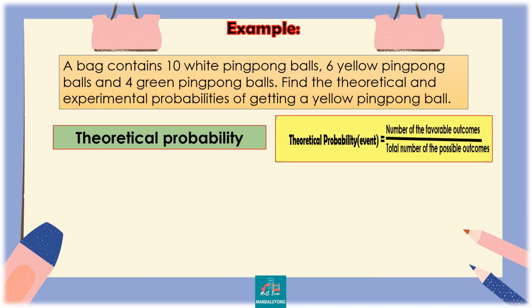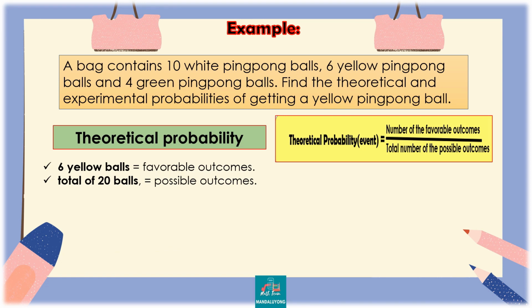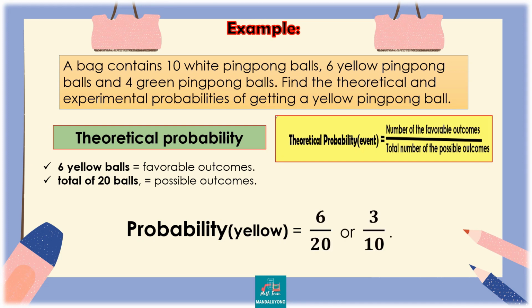Theoretical probability of an event is equal to the number of favorable outcomes divided by the total number of possible outcomes. So, in our situation, there are 6 yellow balls. Ito po ang ating favorable outcomes. And the total of 20 balls, ito po ang ating possible outcomes. So, theoretical probability of getting yellow ping pong ball is 6 over 20. 6 ang ating favorable outcomes, 20 ang ating total number of possible outcomes. Let us express this fraction to lowest term. So, 6 over 20 is equal to 3/10.